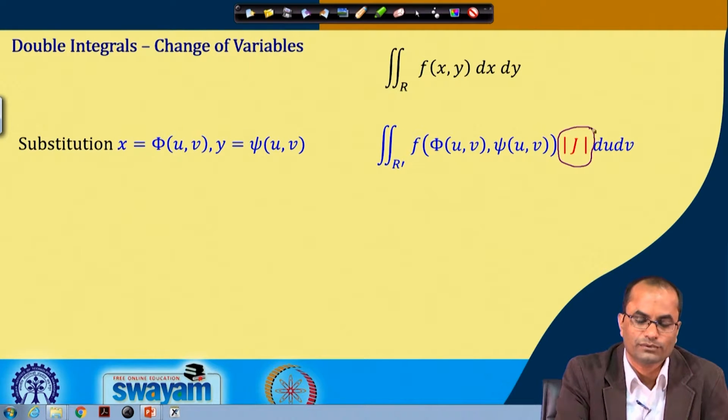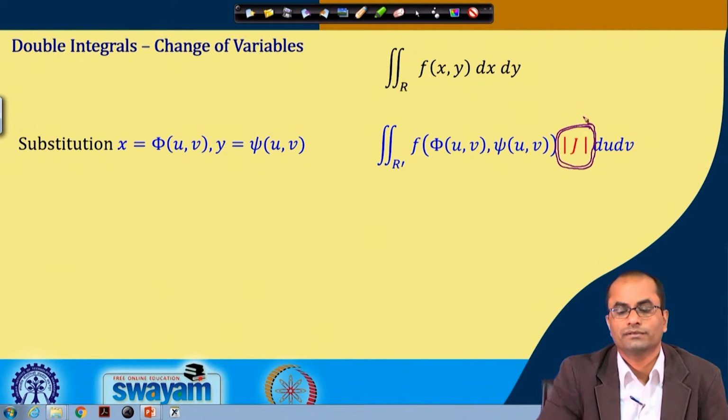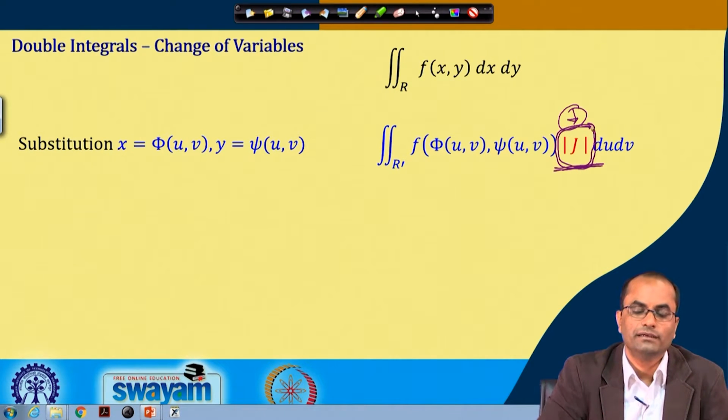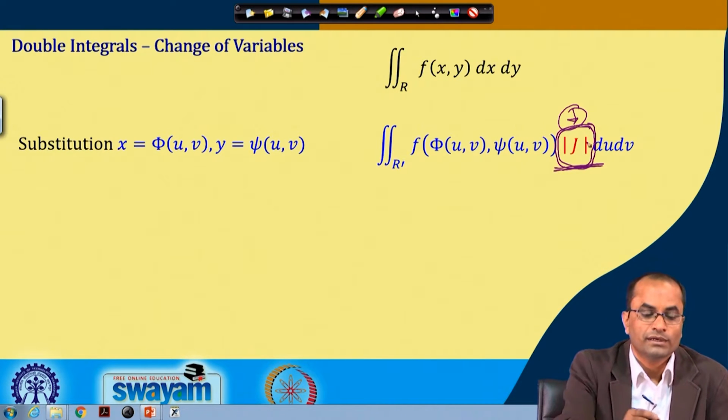In the case of one variable, or in the case of polar coordinates, we were getting just this r dr d theta. So, there is some factor here, this J, and we have taken the absolute value also. We are not going through the proof of this because that is a bit involved topic.